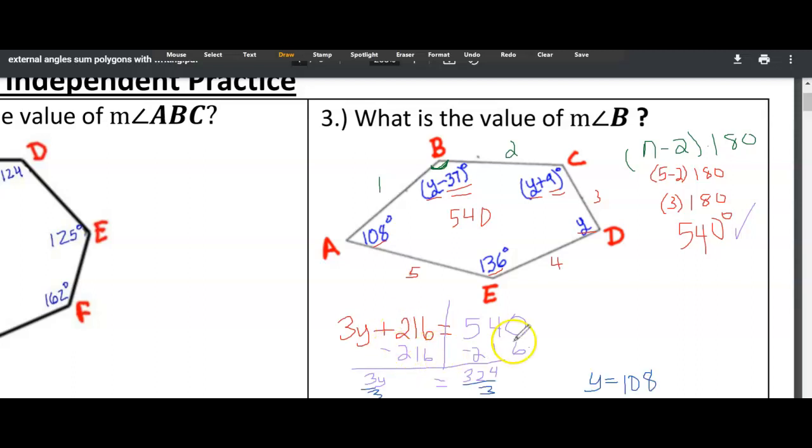Okay, so you should subtract 216 from both sides. So 3y equals 324. Then you divide by 3, right? Divide by 3 and you should have gotten y equals 108.